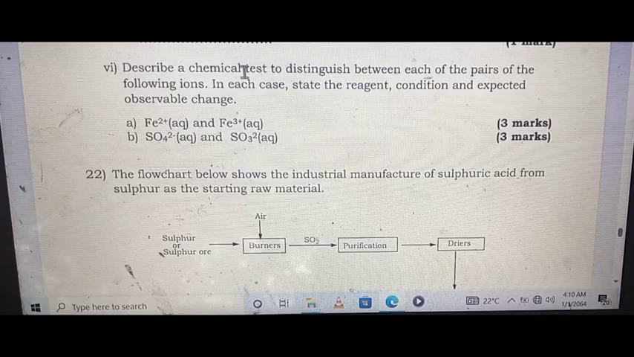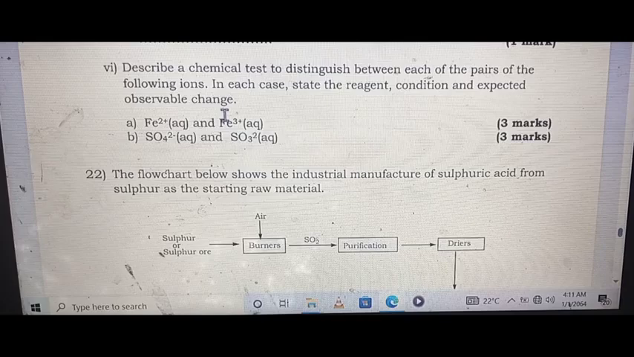6. Describe the chemical test to distinguish between each of the pairs of the following ions. In each case, state the reagent, condition and expected observable change. A. Iron 2 plus and iron 3 plus. The correct answer, iron 2 plus versus iron 3 plus.